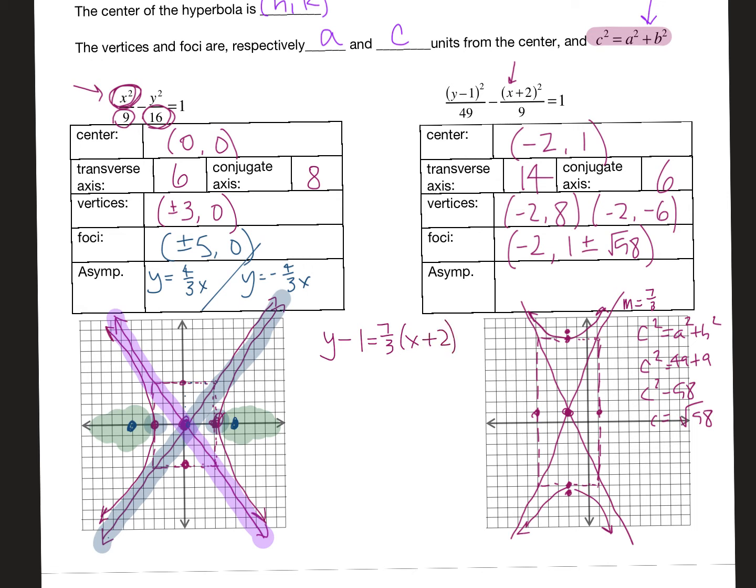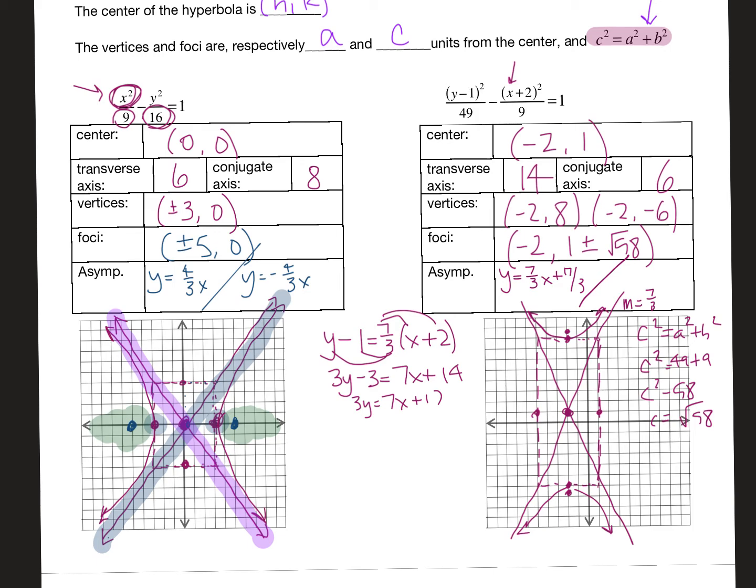If you fraction bust this, that means this side will get multiplied by 3, and the 3 will disappear from the right. Then I'm going to distribute the 7 at the same time. So I'm going to fraction bust and distribute at once and get 3y minus 3 equals 7x plus 14. Then I'm going to add 3 to both sides and get 7x plus 17, and then divide everything by 3. So my first asymptote equation is y equals 7/3 x plus 17/3.